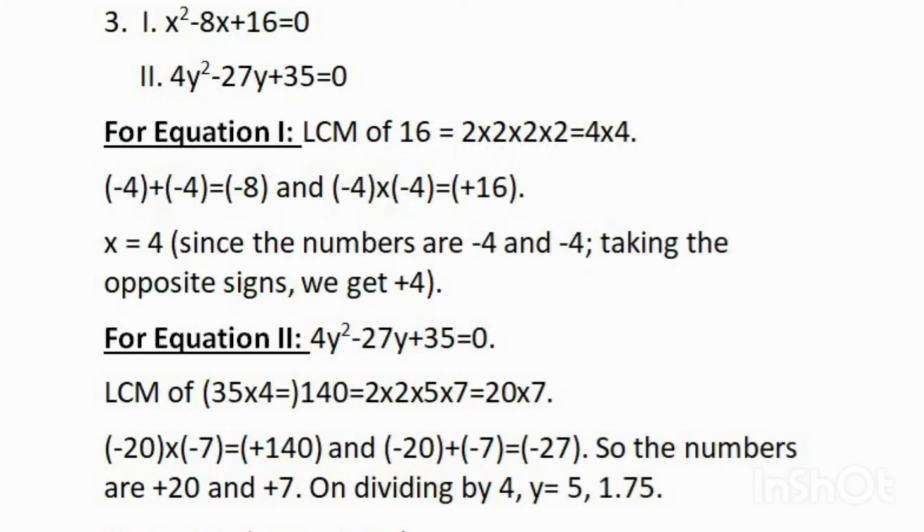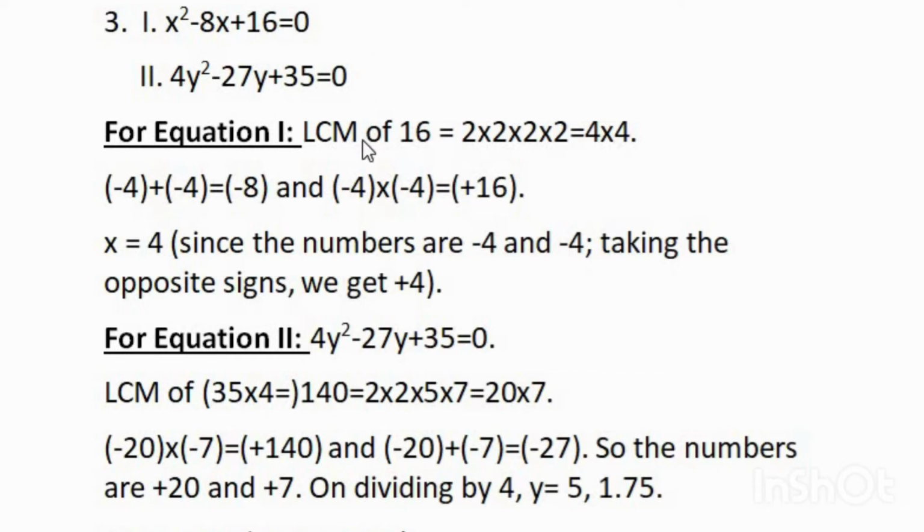Now going to the third question, the equations are x square minus 8x plus 16 is equal to 0, and 4y square minus 27y plus 35 is equal to 0. So considering equation 1, the first step is you have to multiply 16 into 1. It is equal to 16. Okay, so multiply the x square term and the constant term. I have not written it here because it is understood. 1 into 16 is 16.